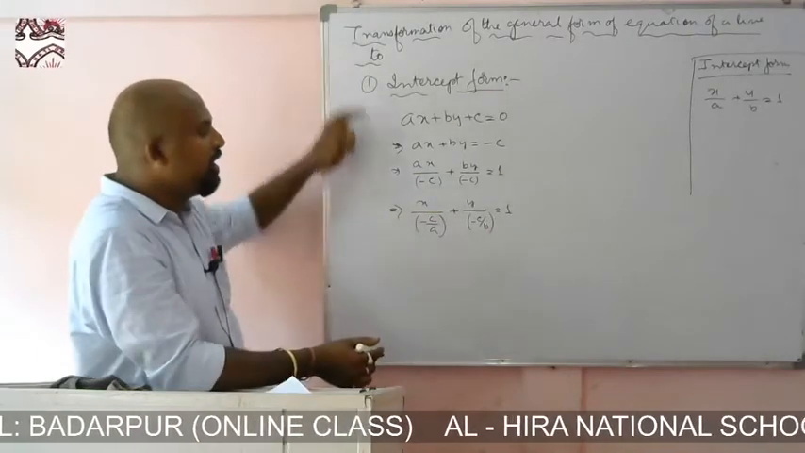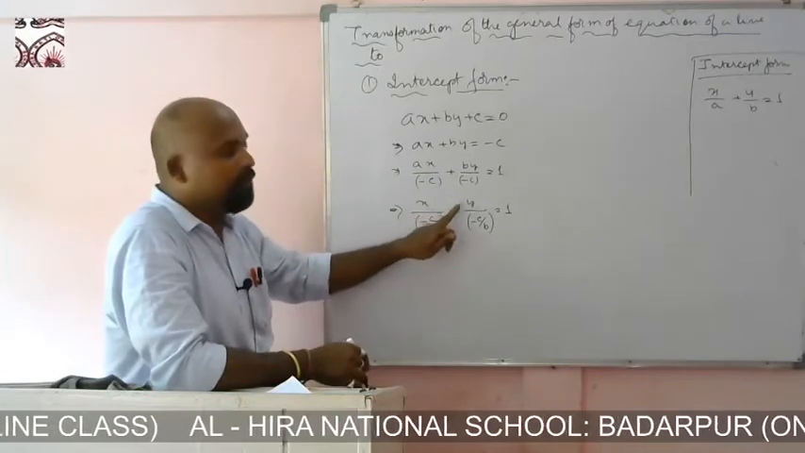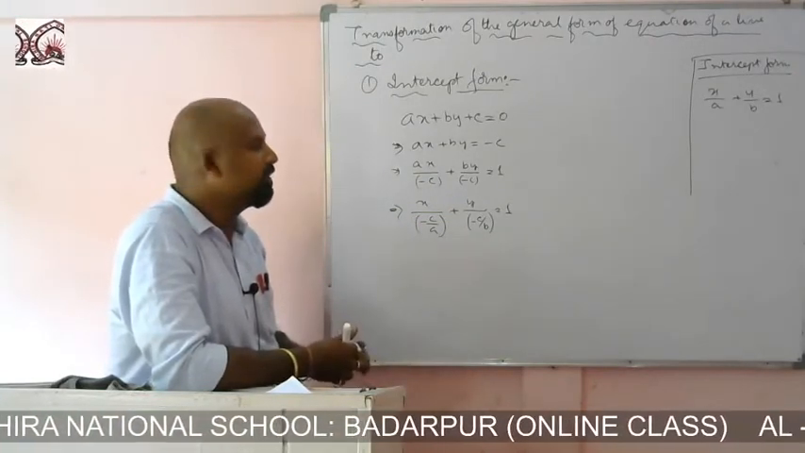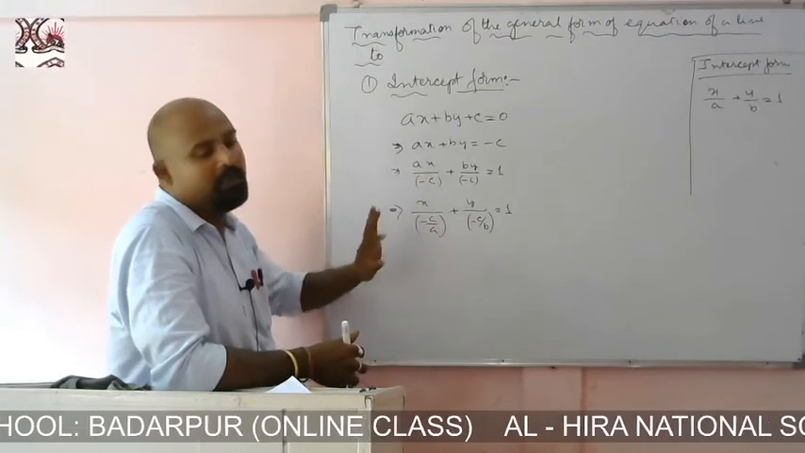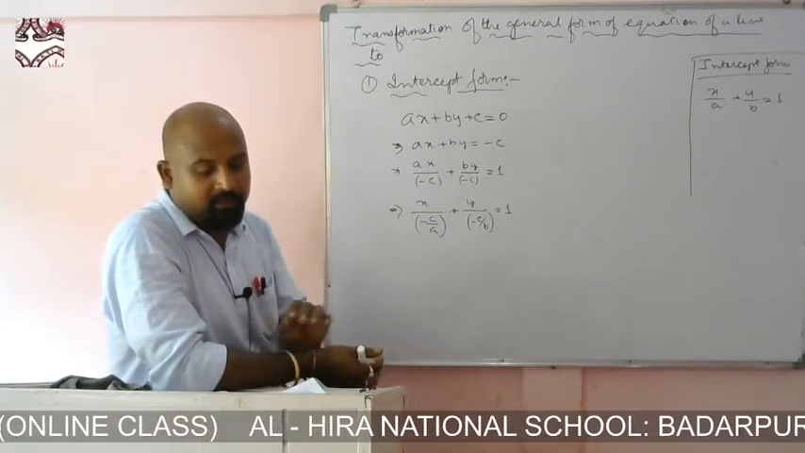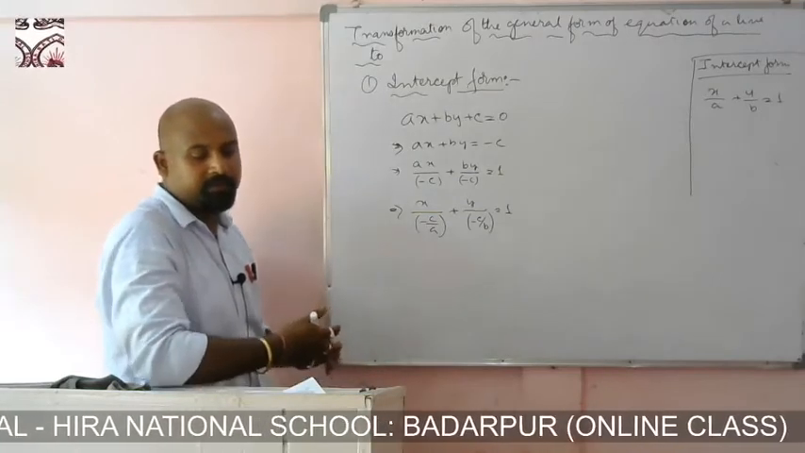This is nothing but the x intercept equal to minus c by a, and the y intercept is minus c by b. This is how we have converted the general form into intercept form.